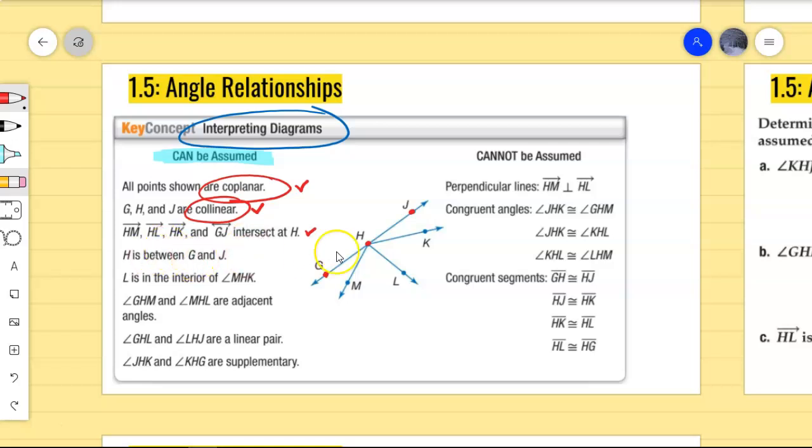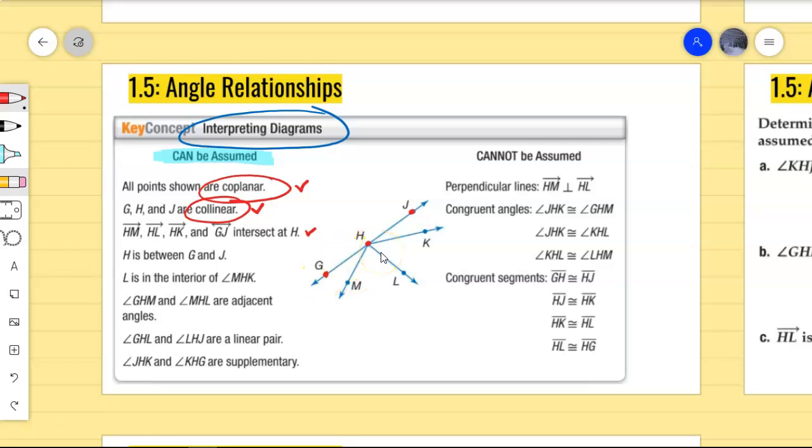Now, H is between G and J. We get that too. L is in the interior of angle MHK. Notice how MHK opens up, and L is a point within the interior of where it's opening up. Angles GHM and MHL, right here, are adjacent angles. We agree.